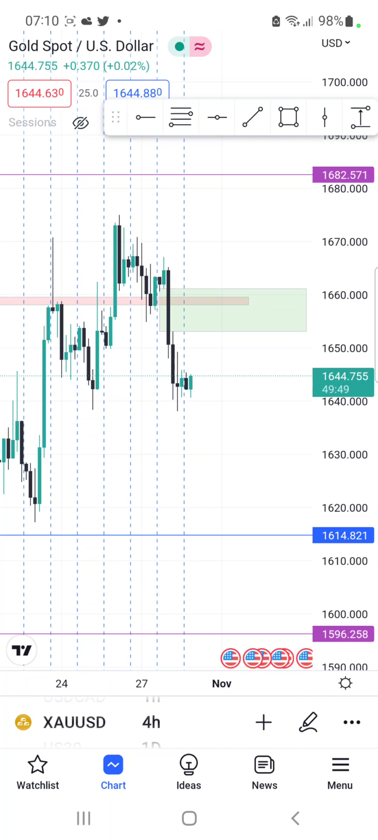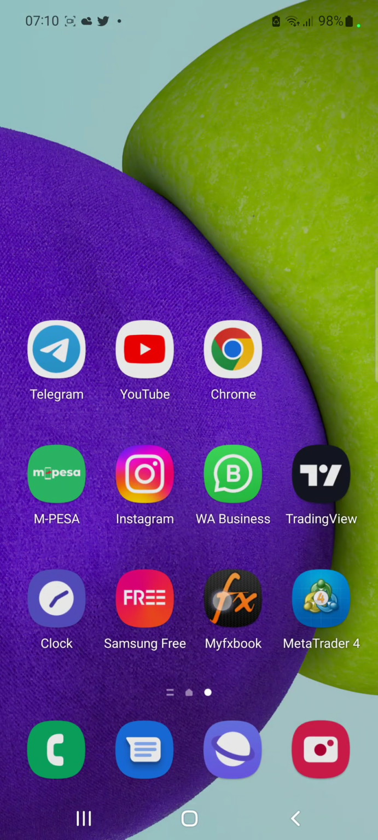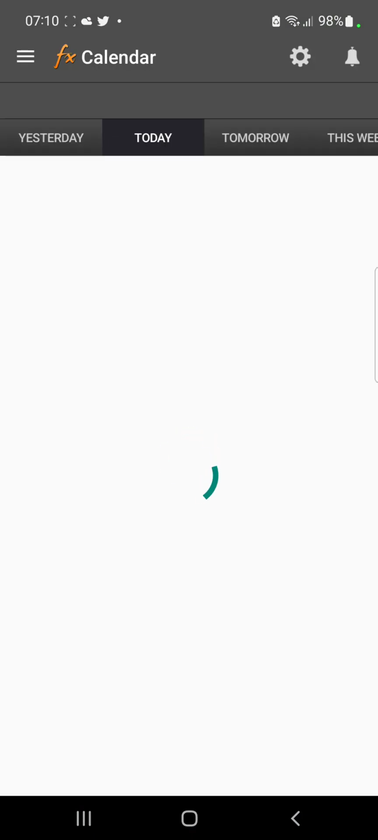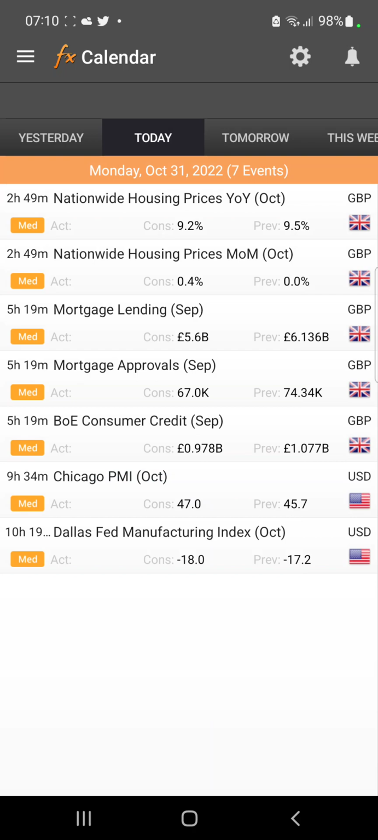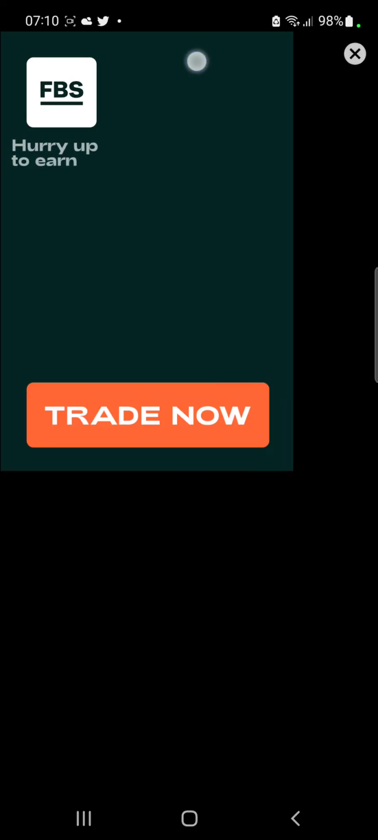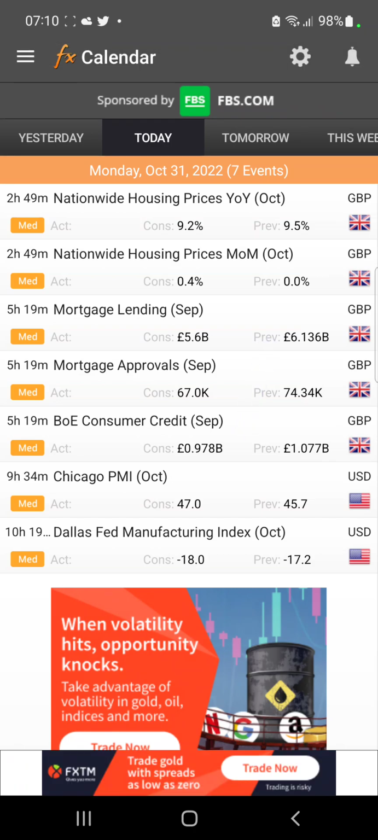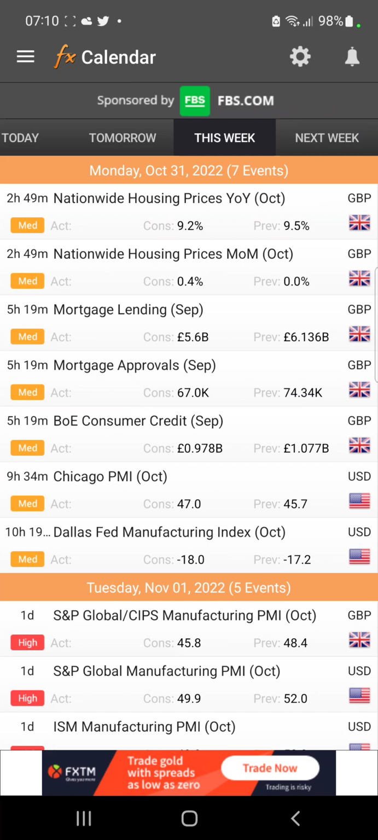Okay. Let's look at the fundamentals. I recommend my FX book. Everyone should have it, so that you can be able to see the news. You can also filter the news and make sure you're only focusing on the high impact news. So let's look at this week.